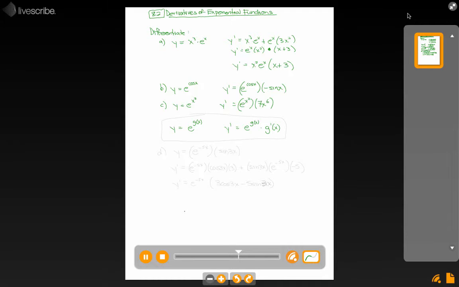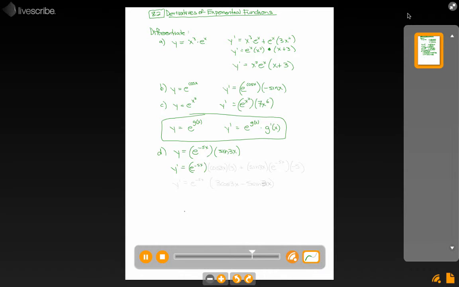So we can carry on and do some more complicated derivatives. Let's say we have, I'll call it example B, y equals e to the negative 5x times sine of 3x. Well, this should jump out at you as both a product rule and a chain rule.